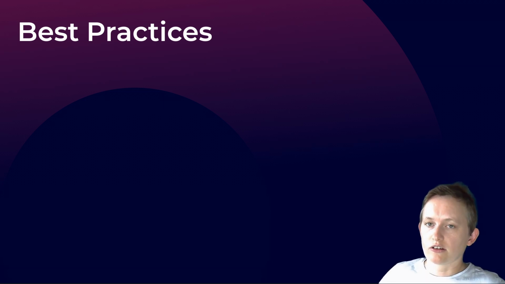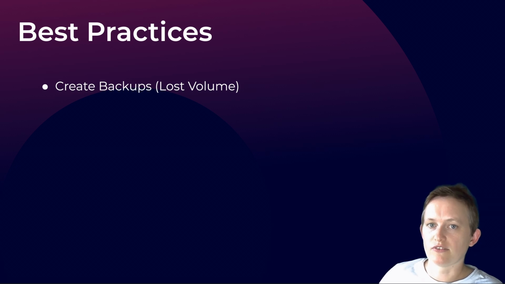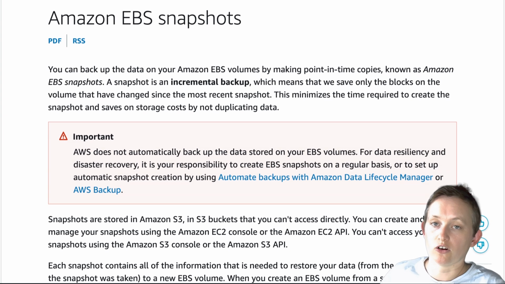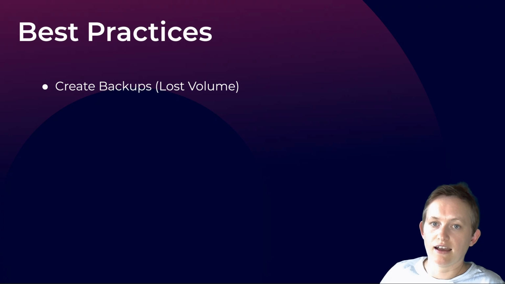So first of all, create backups. Create snapshots of your EBS volumes in order to back up that data and prevent data loss. This is done by either creating the EBS snapshots, which we talked about in the previous episode, or using the AWS Backup service. In the event of a volume getting corrupted or accidentally deleted, having a recent snapshot or backup ensures that you can recover your data and continue operations with minimal downtime.